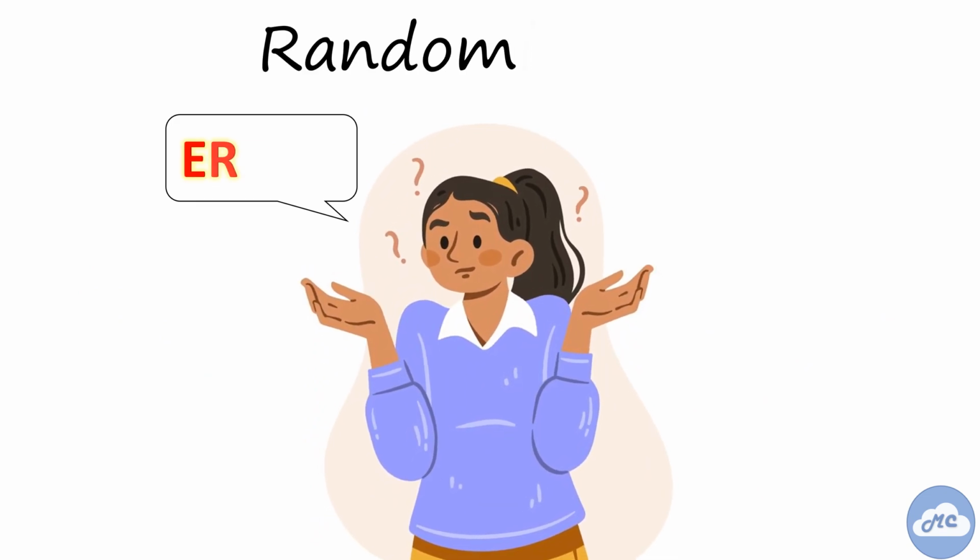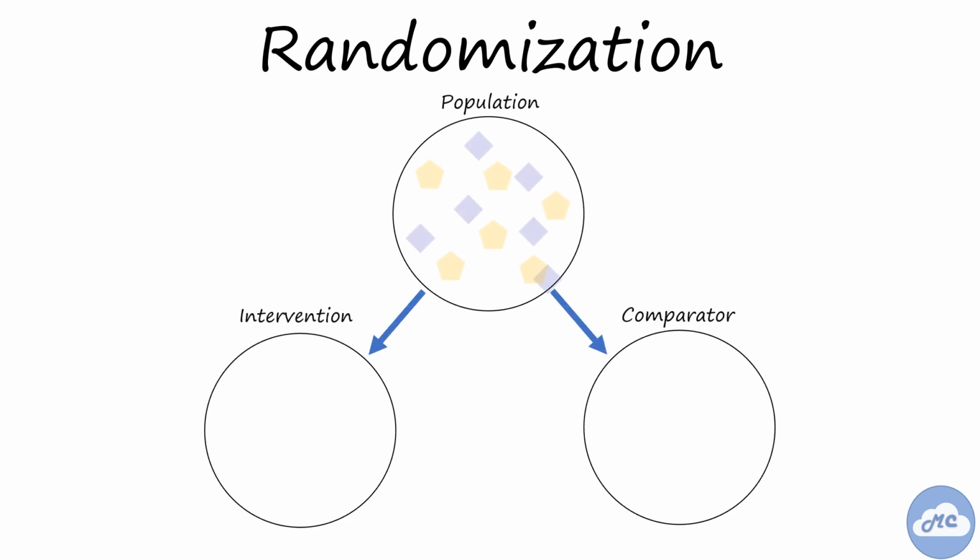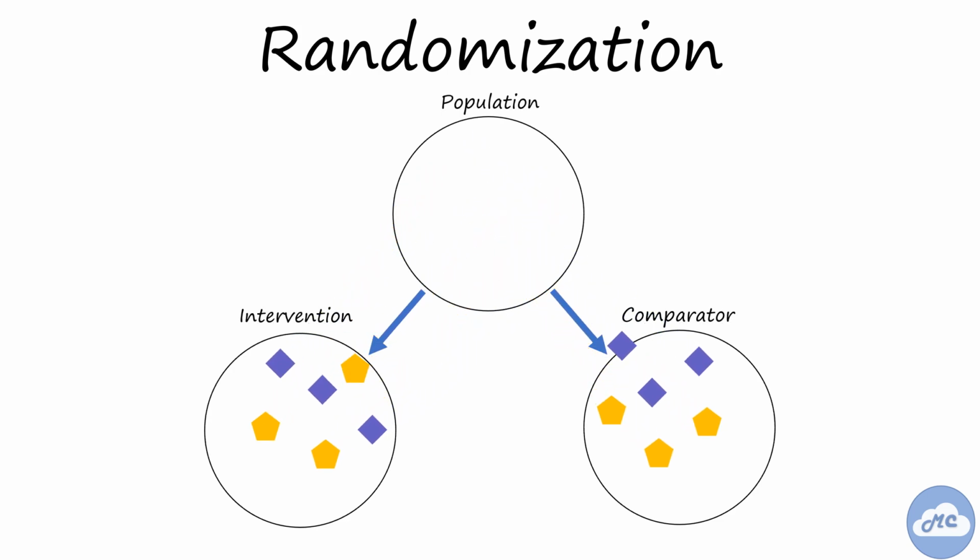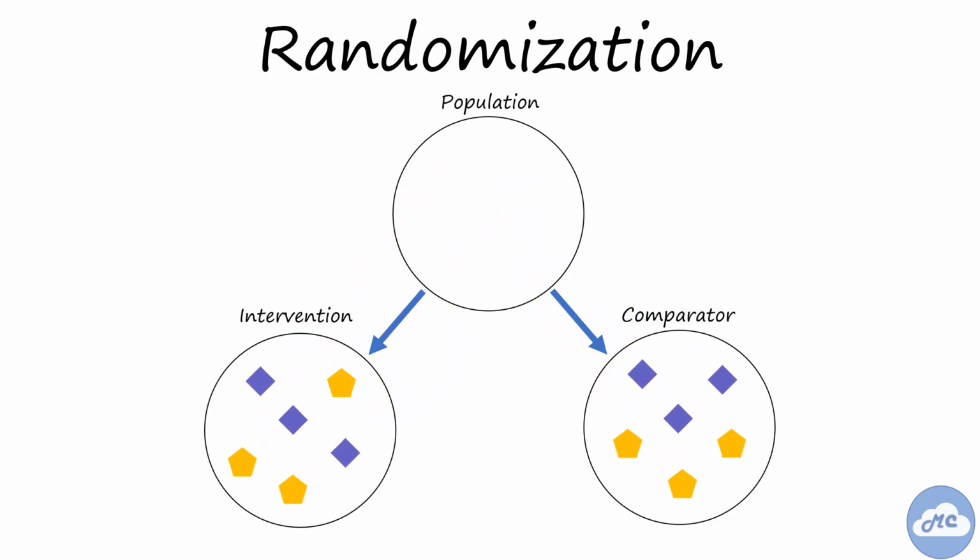Randomization is one way we can control for confounders. If done correctly, randomization will spread the confounding variables evenly between the groups.